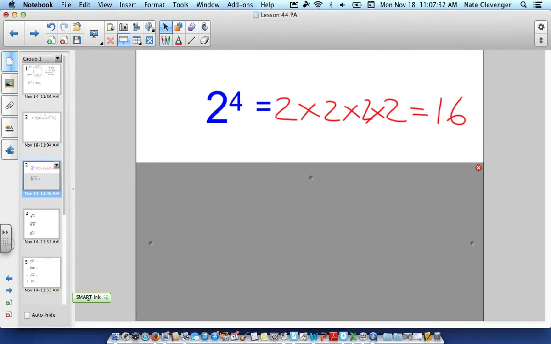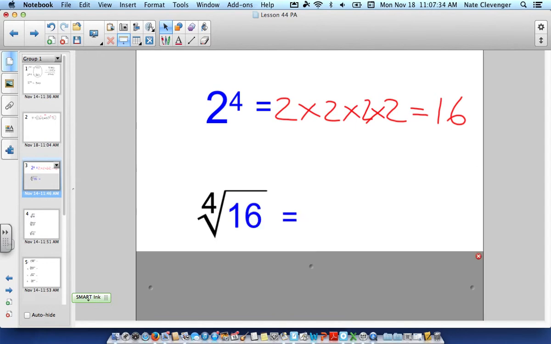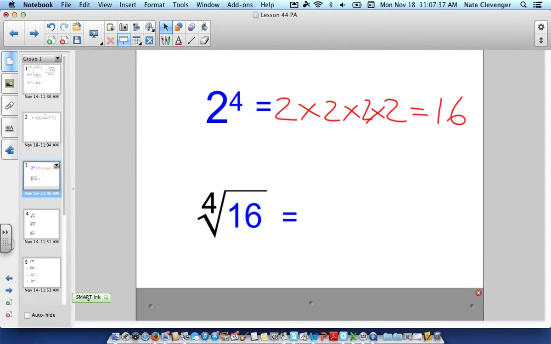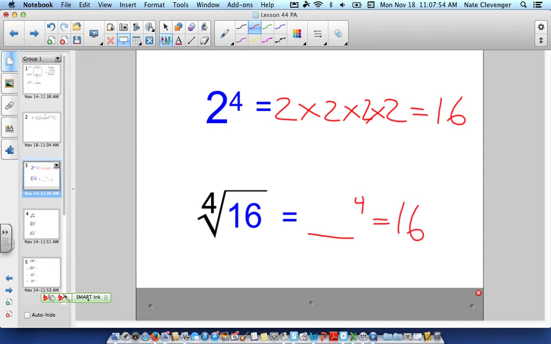That's in our list of memorized facts, is that we want to be able to take the 4th root of 16. So when we're looking for the 4th root of 16, we want to find what number, when we take it to the 4th power, gives us 16. We just did the problem before, so that answer would be what, Cody Jarbo? 4?